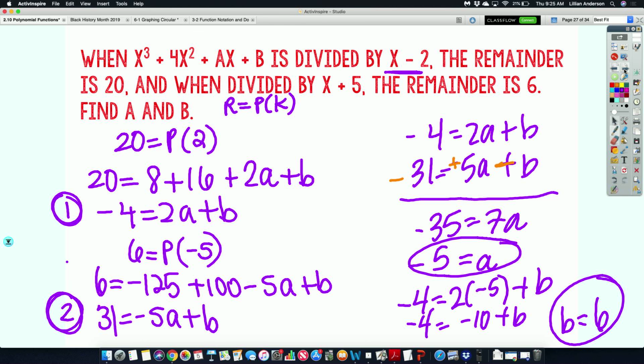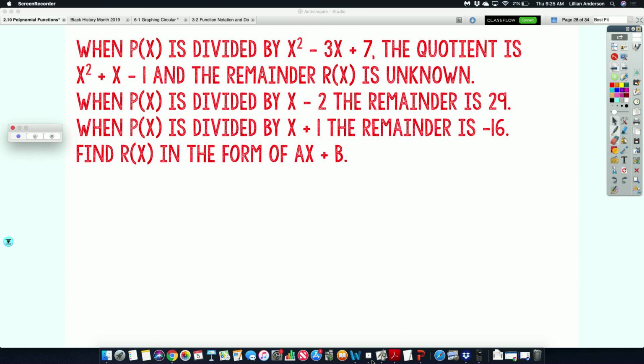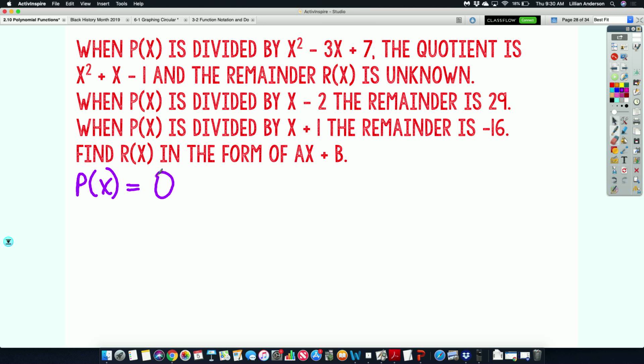Give this one a try. When a polynomial is divided by x squared minus 3x plus 7, the quotient is x squared plus x minus 1, and the remainder is unknown. However, we're told that the remainder is written in the form of ax plus b. Remember, from before, if you have a polynomial function, it's equal to your quotient times your divisor plus your remainder, right?